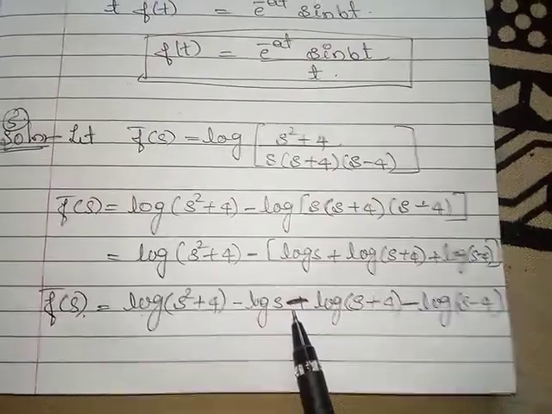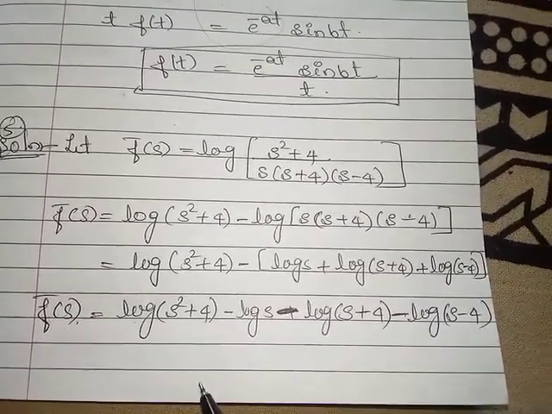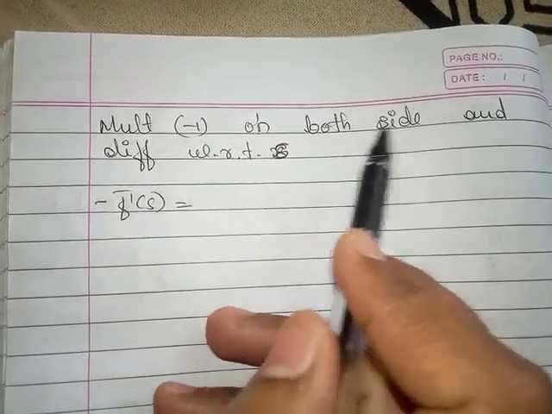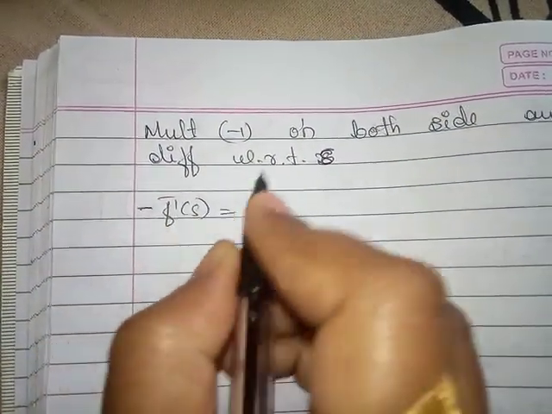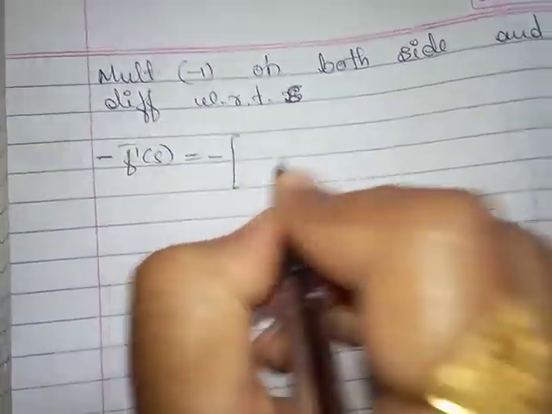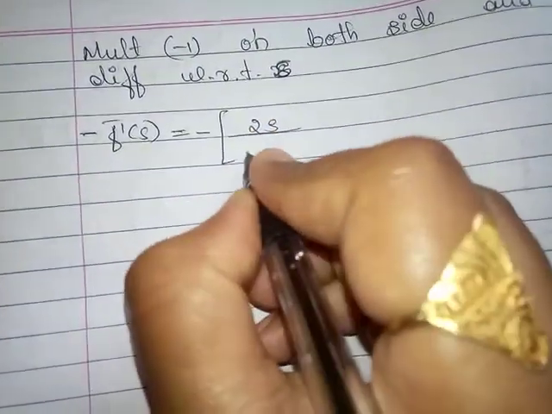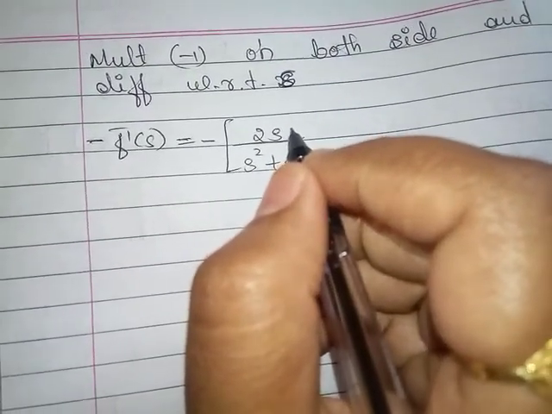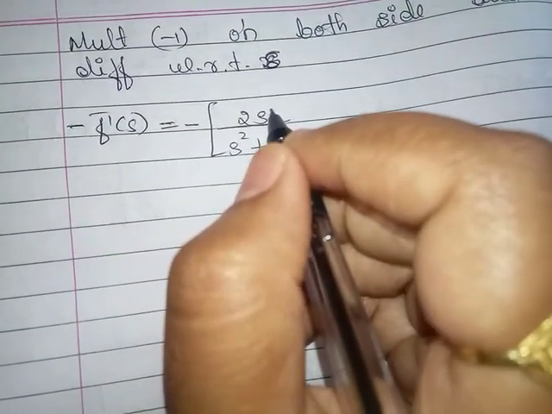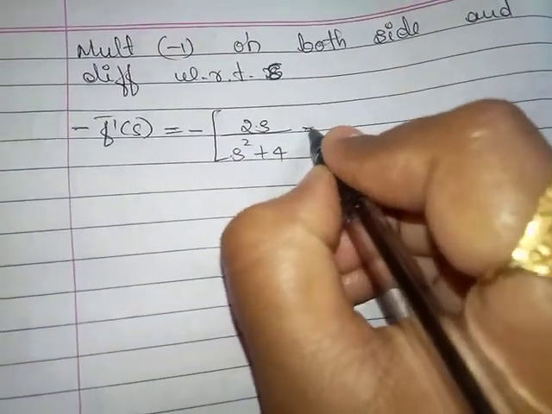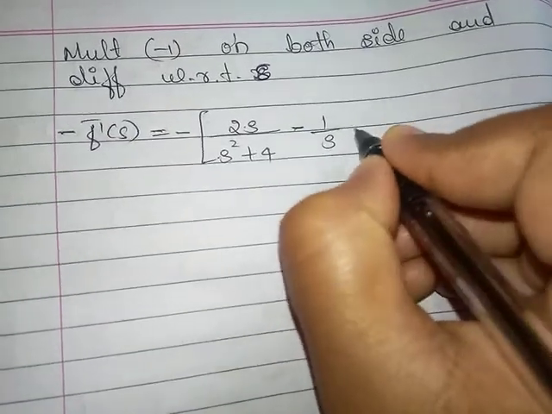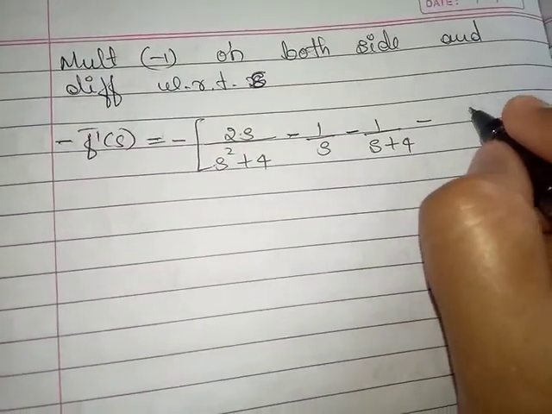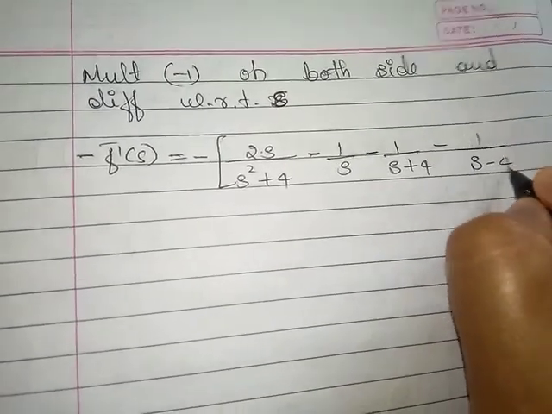Now we have to find f bar dash of s and multiply by a negative sign. To find f bar dash of s, just differentiate these terms. Multiply minus 1 on both sides and differentiate with respect to s. We get minus f bar dash of s is equal to minus of, for the first one, 2s divided by s square plus 4, because differentiation of log (s square plus 4) is 1 divided by (s square plus 4), and the differentiation of s square is 2s, minus differentiation of log s is 1 by s, minus differentiation of log (s plus 4) is 1 divided by (s plus 4), minus differentiation of log (s minus 4) is 1 divided by (s minus 4).